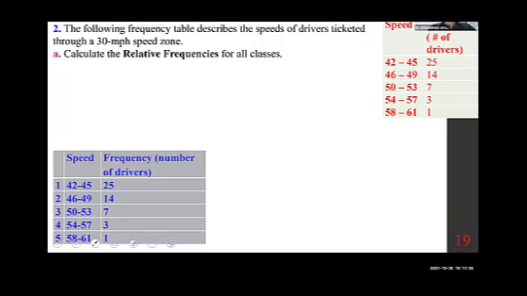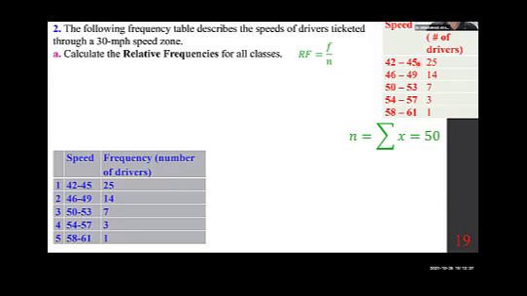The following frequency table describes the speed of drivers ticketed through a 30-mile-per-hour speed zone. We want to calculate the relative frequencies for all classes. There is nothing new here. We learned how to find the relative frequency, simply RF. So RF, or relative frequency, is F over N. So we have to divide these numbers by the total size. So let's calculate the total size N. First, this is the definition of RF, relative frequency. Then we add 25 to 14, 7, 3, 1, and we get 50.